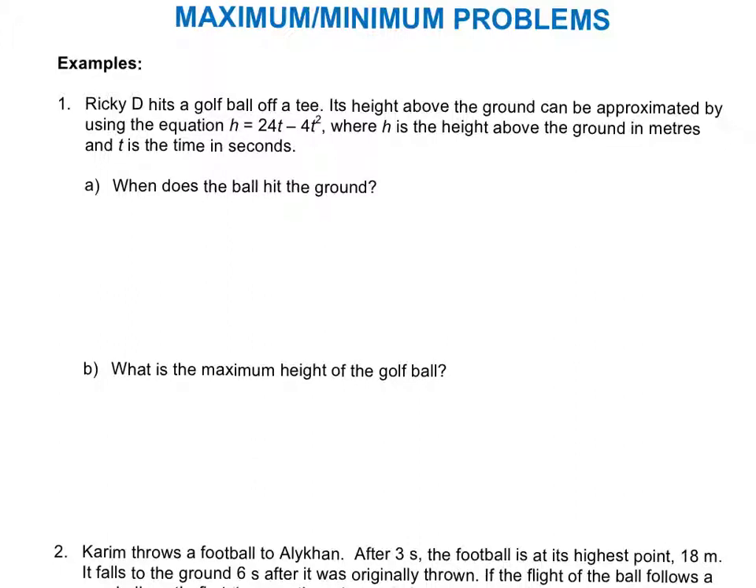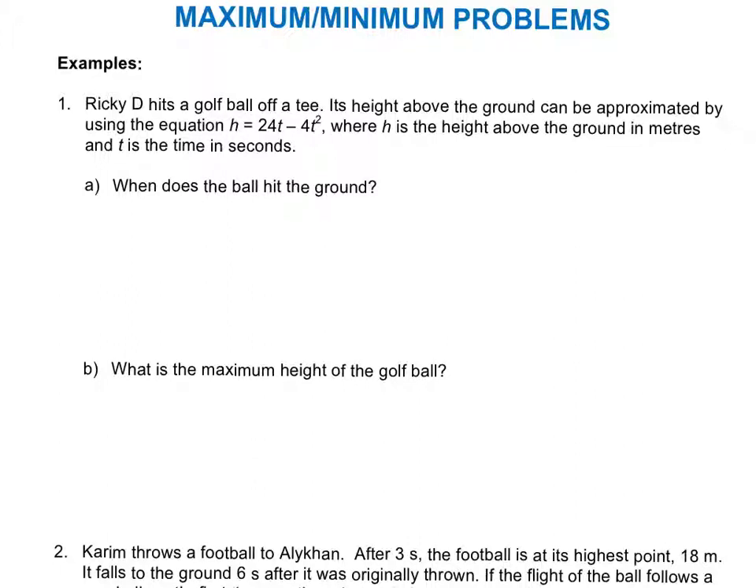So the first problem says that Ricky D hits a golf ball off a tee. Its height above the ground can be approximated by the following equation, where height is in meters above the ground and time is in seconds. First question says, when does the ball hit the ground?